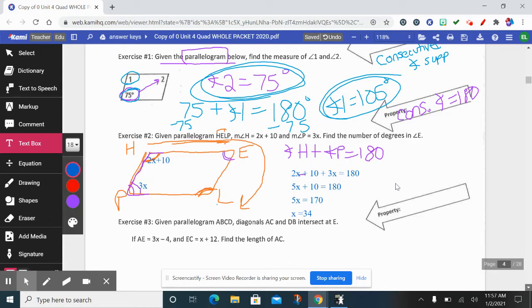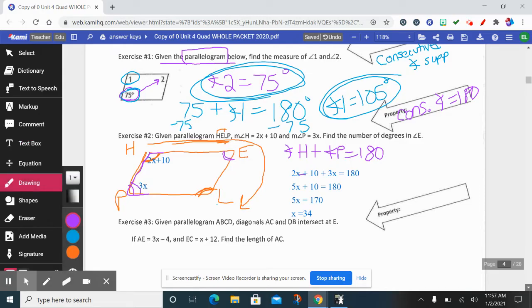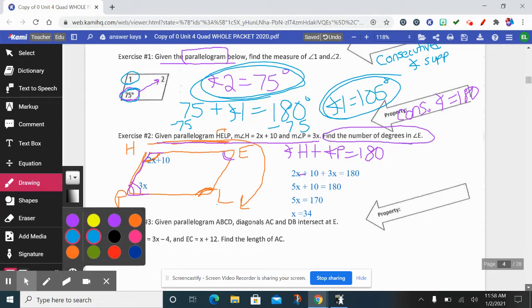So now we know we're not done yet. We have to go back in and substitute in the measure to find out what we're looking for. So again, rereading the question, in parallelogram help, angle H is this, and angle P is this. We marked up the picture. Find the number of degrees in angle E. So looking for angle E is here, okay, which is opposite angle P.